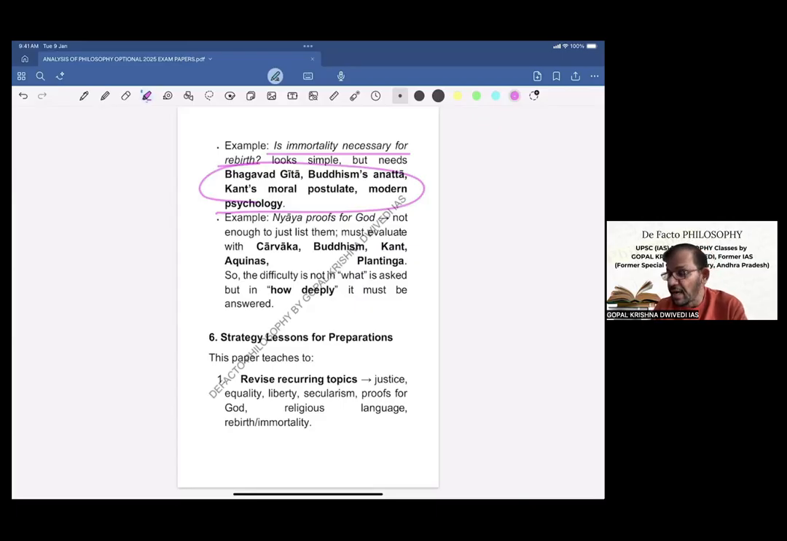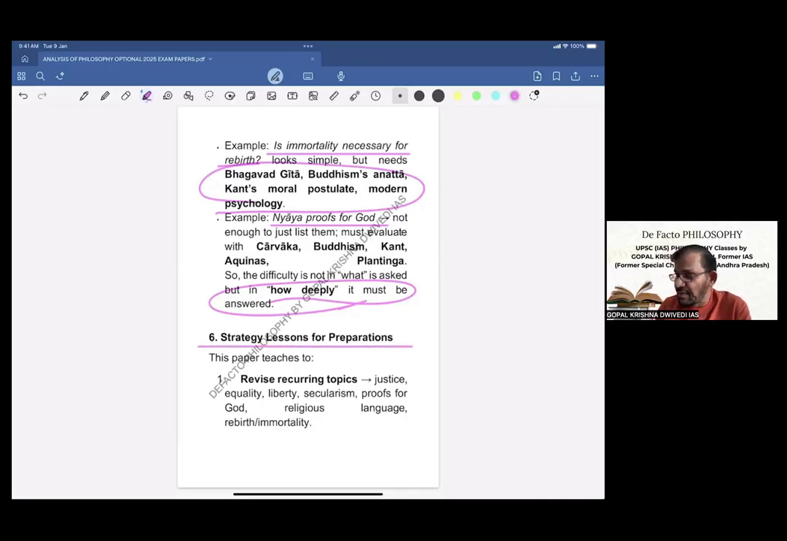Similarly, another question: Nyaya proofs for God. It's not enough to just list them. You must evaluate with Charvaka, Buddhism, Kant, Aquinas, Plantinga, etc. So the difficulty is not in what is asked, but in how deeply it must be answered. This is the crux of this kind of question. You can't simply write nine proofs of existence and get full marks. You have to critically evaluate them and also refer to other philosophers and other schools. Then accordingly you have to answer.